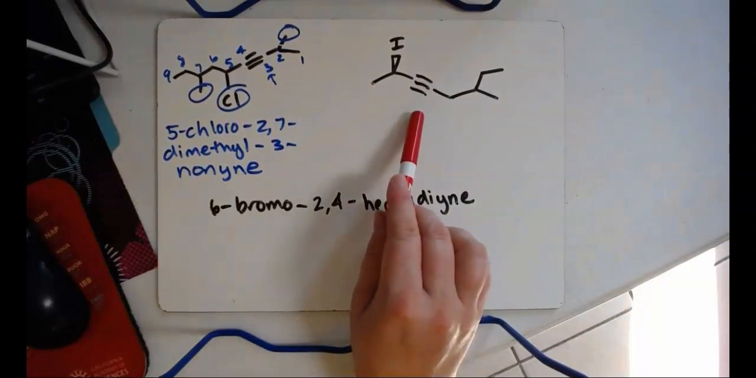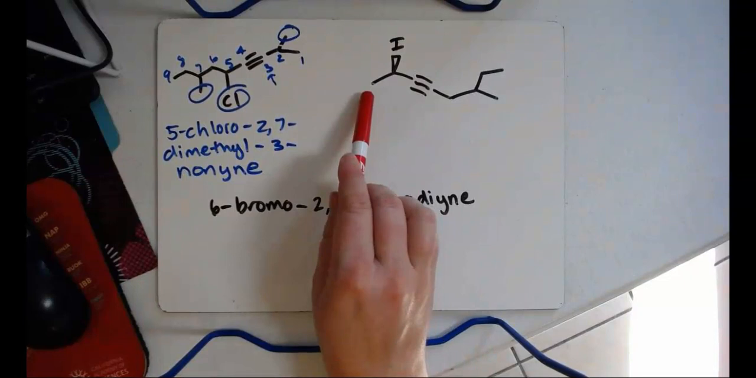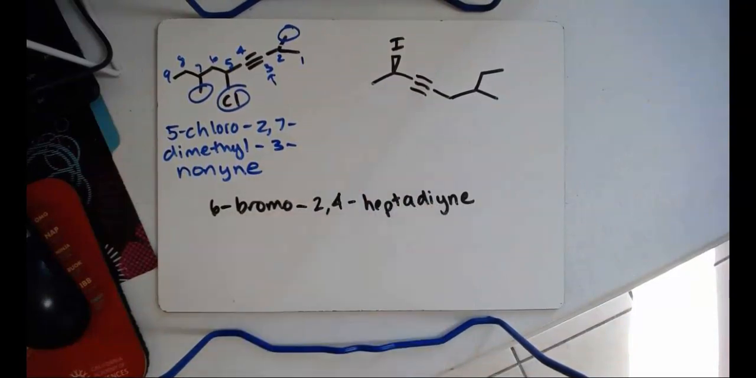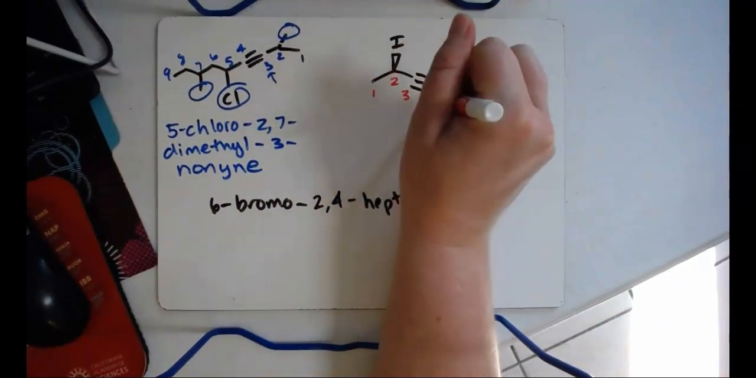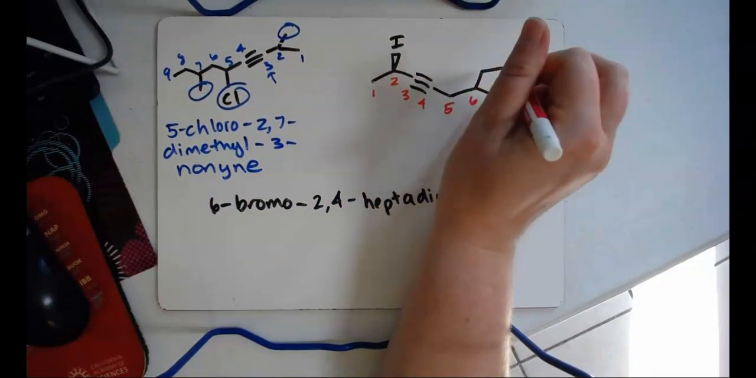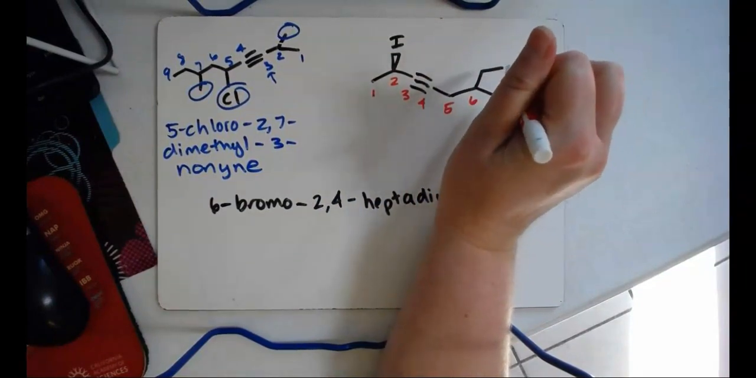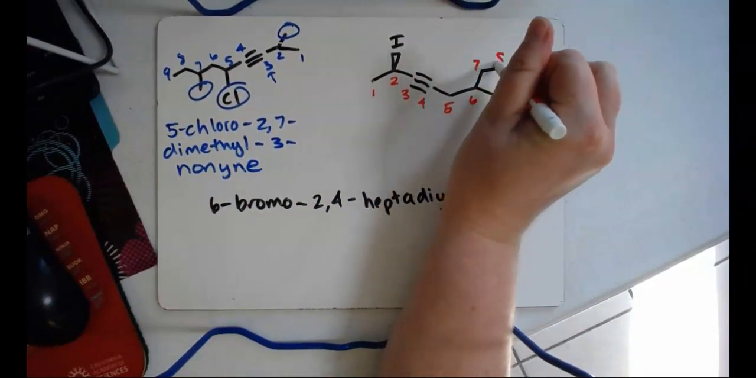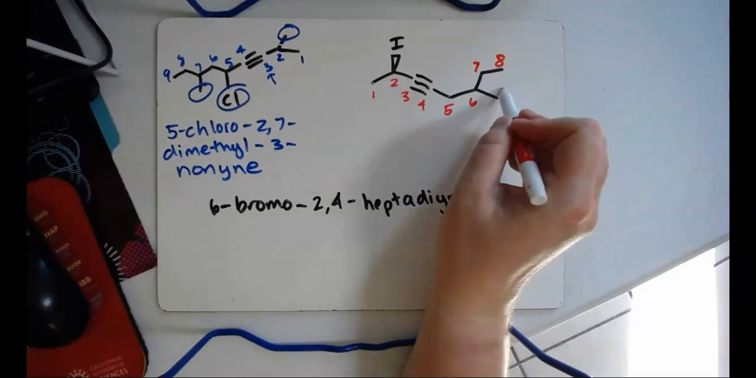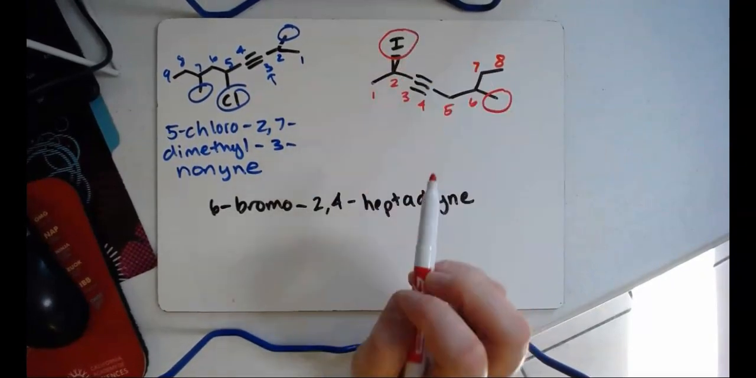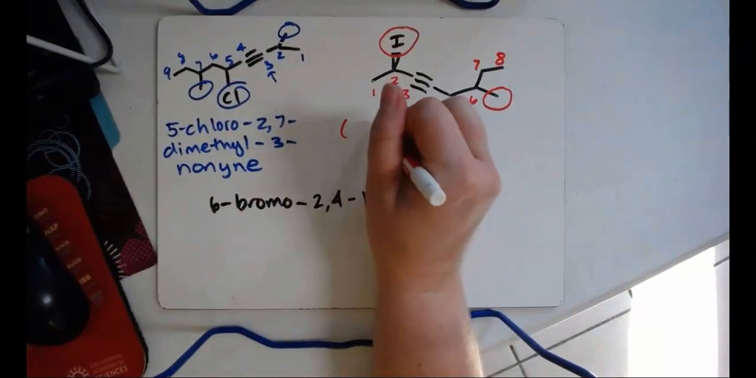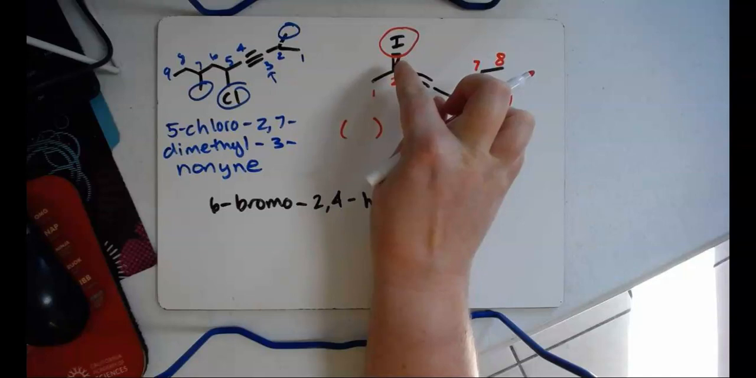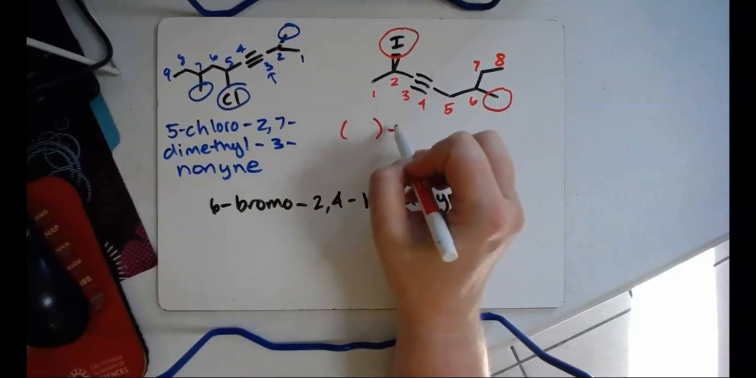So same idea, we have that triple bond, which means we want to start numbering from that left side because that will put our triple bond at the lowest number possible. 1, 2, 3, 4, 5, 6, and then I'm going to go up because that will give me 1 extra carbon. 7, 8. We have a methyl. We have an iodo. So iodo comes first alphabetically, and I definitely need to have some stereochemistry information there, so I'll leave a little space.